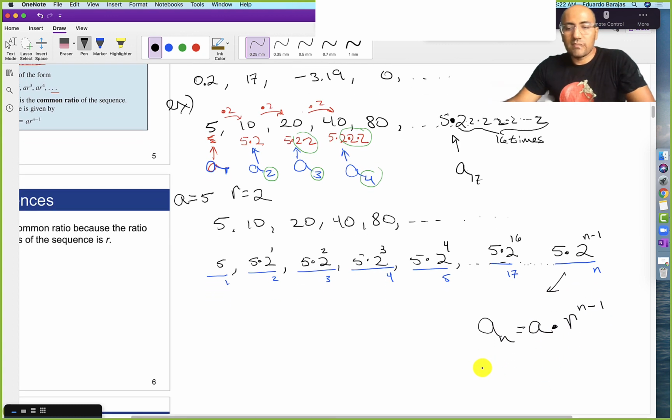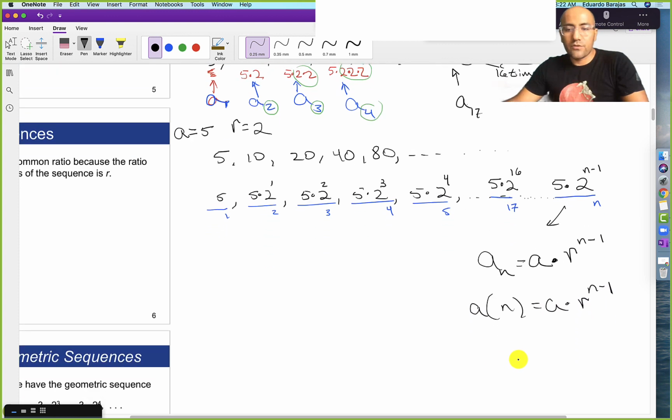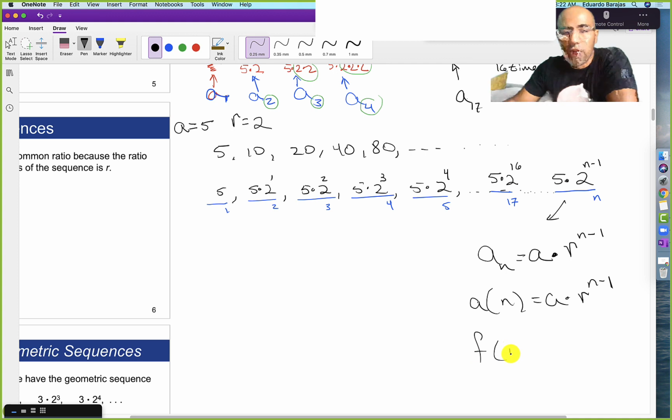Remember that a sub n is just another formula for a function. It's another form of expressing a function. A of n is equal to a times r to the n minus 1. It's another equivalent way of saying it. Or, we're really used to writing functions with an f, so if you want to write it as f of n is equal to a times r to the n minus 1 power. These are all saying the same thing.